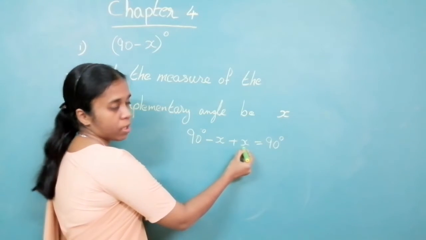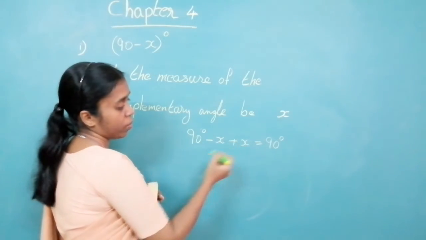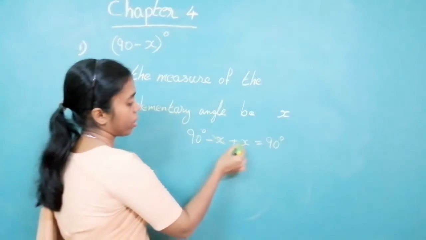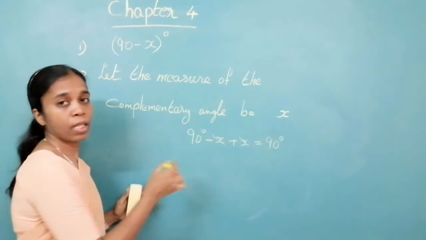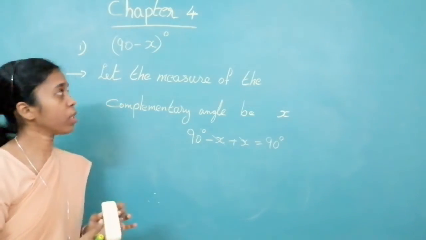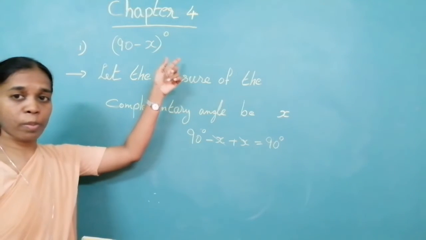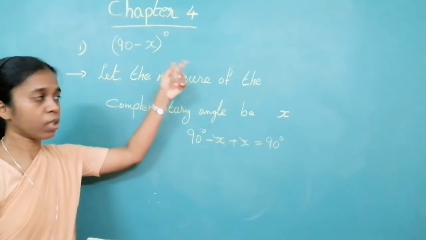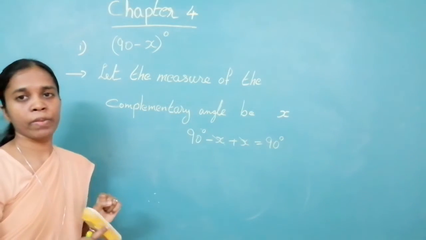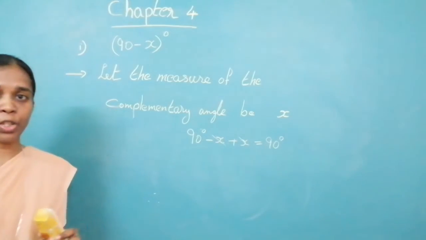Minus and plus x, both get cancelled. So you know that complementary angles sum to 90 degrees. So what will the complementary angle of 90 minus x be? It will always be x, what you have considered. Is it clear to you?